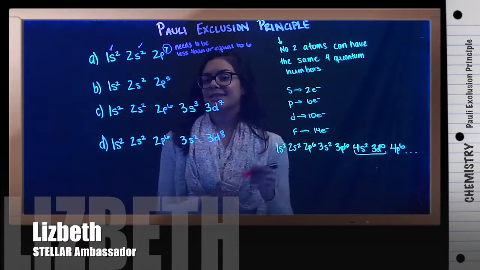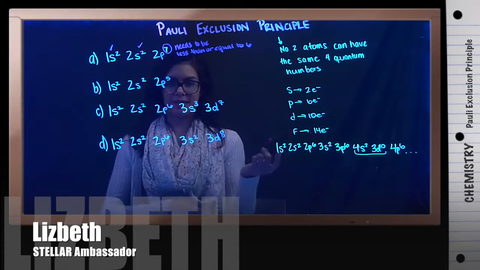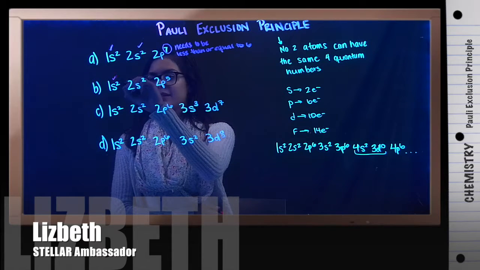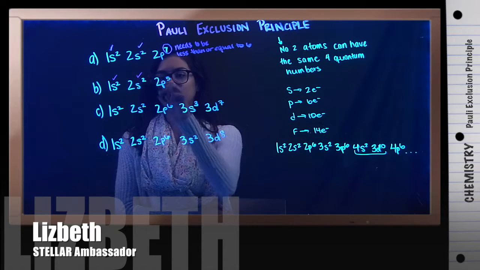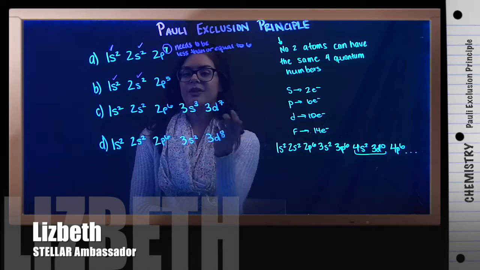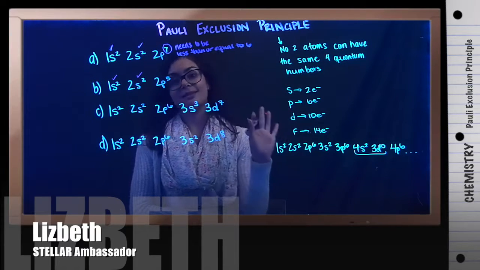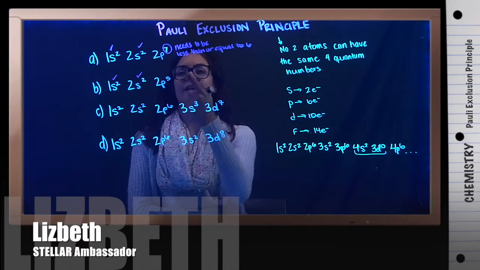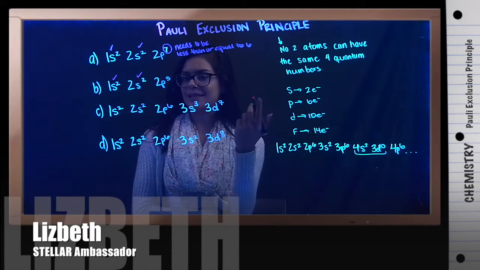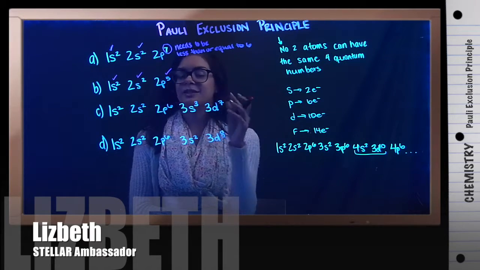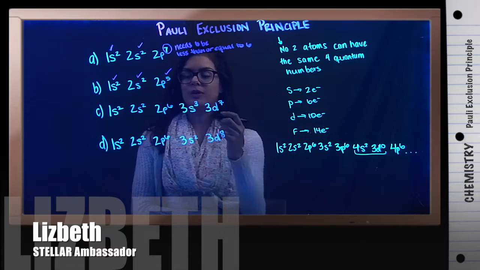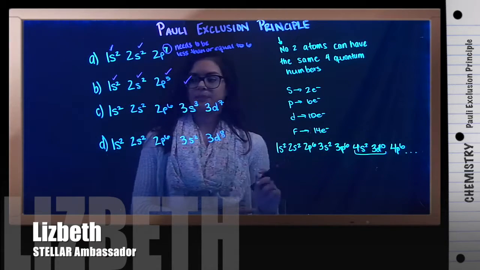So let's go ahead and look at the second one. I have 1s2, which again, the s orbital can have up to 2 electrons, so that's fine. 2s2 is also fine. 2p5. You might look at that and think, oh, that's not 6, that's incorrect. However, it can be anything less than 6, so this one is also okay. It just means you haven't reached the end of that orbital. So this one's fine, there's nothing wrong with it.